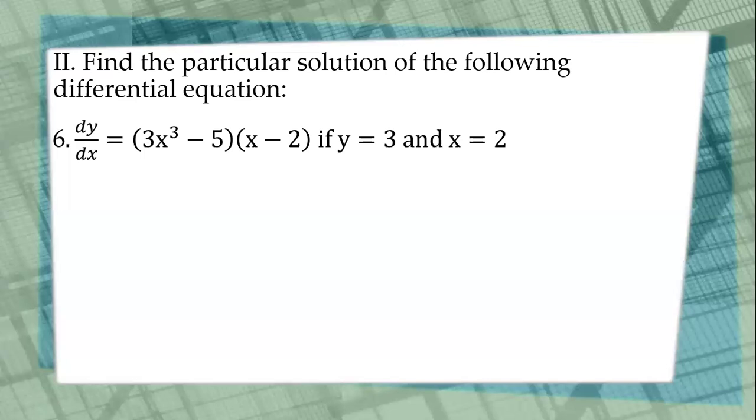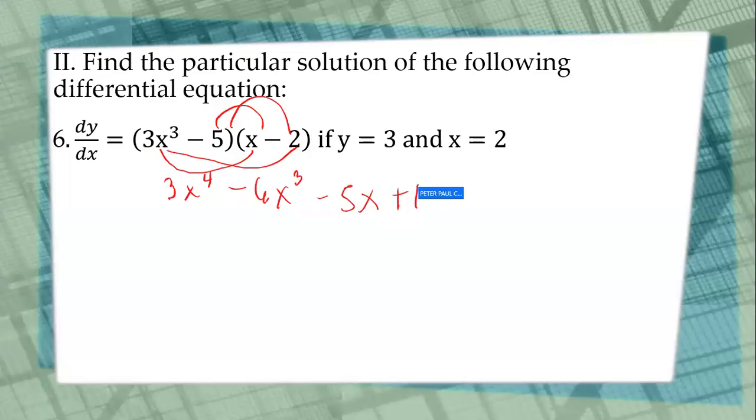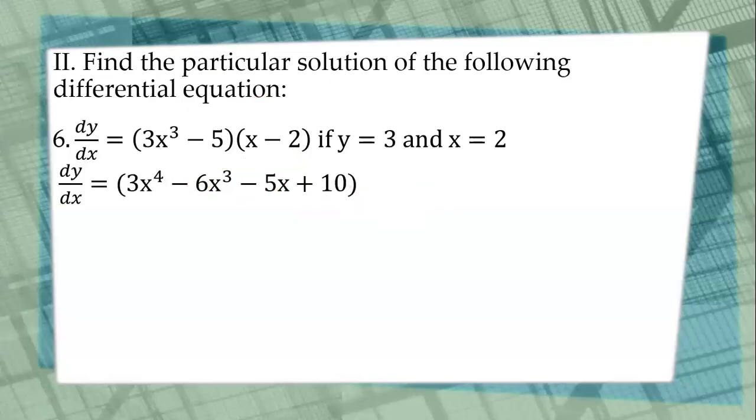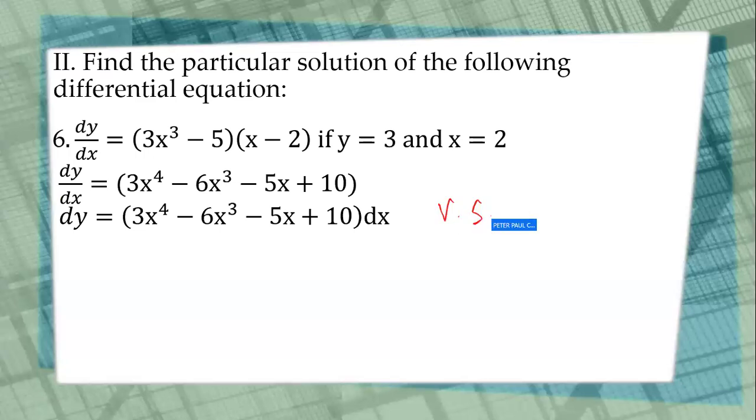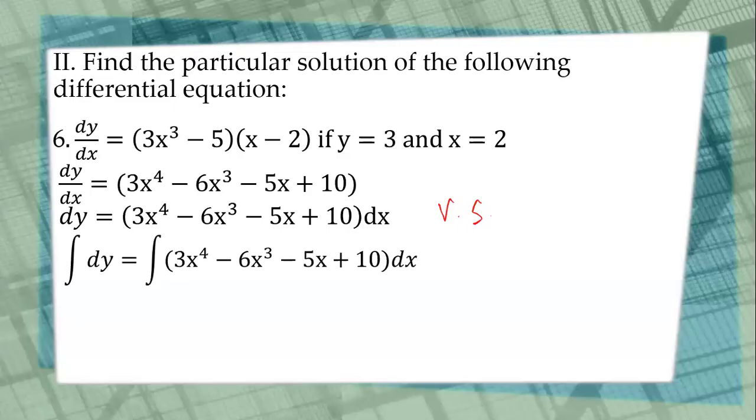So first thing to do is to apply the FOIL method. So we'll have 3x to the fourth, and this one, negative 6x cubed. This one, negative 5x, and then negative 5 times negative 2 is positive 10. Of course, we can rewrite it as that expression. Next, apply cross multiplication so that your dx will be on its position. And we declare this now as a variable separable, which means we could integrate now both sides.